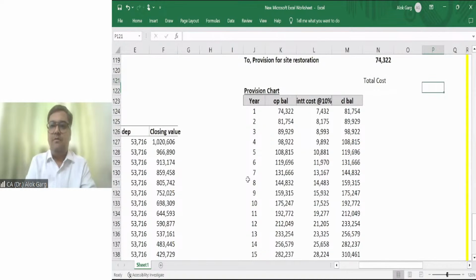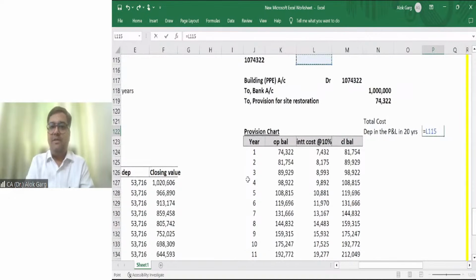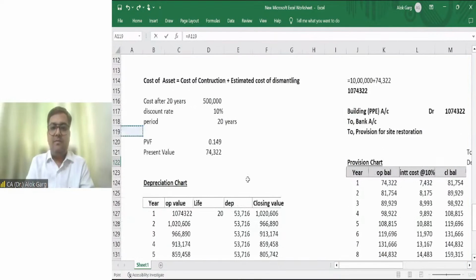My total cost is how much? 5 lakh rupees. Depreciation in the P&L, it was in 20 years. How much? 74,322, because this depreciation you will charge. 74,322, this depreciation you will charge. Right.